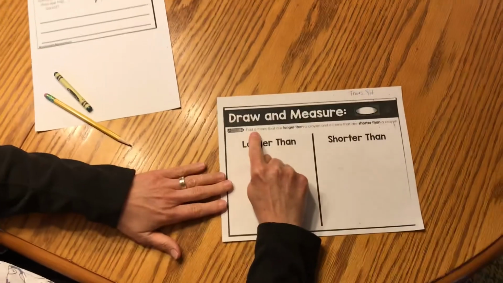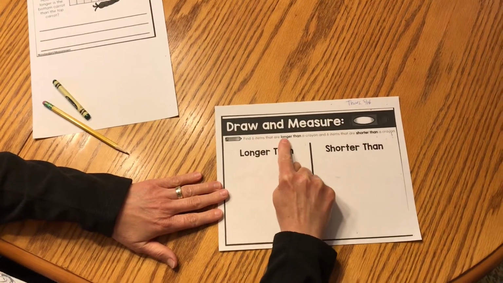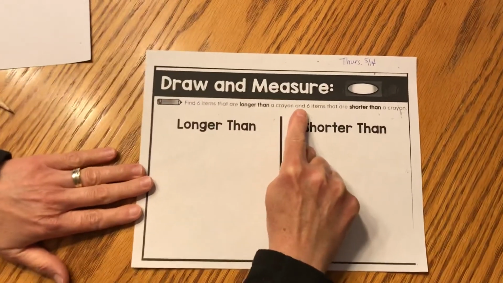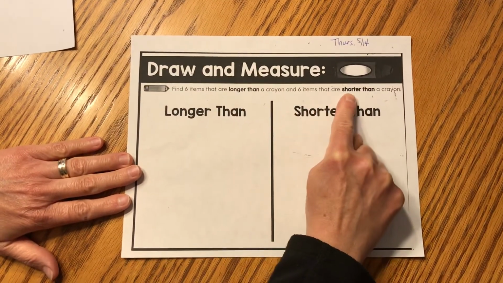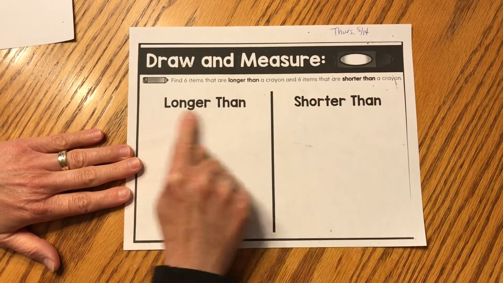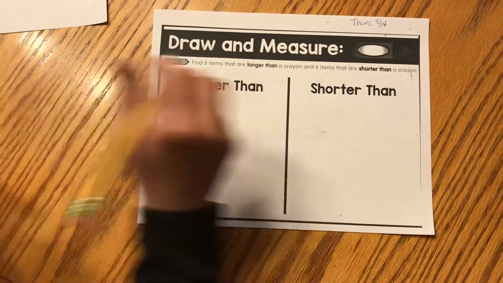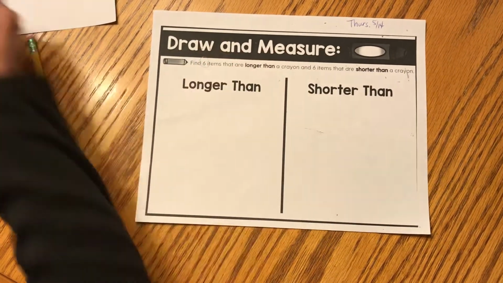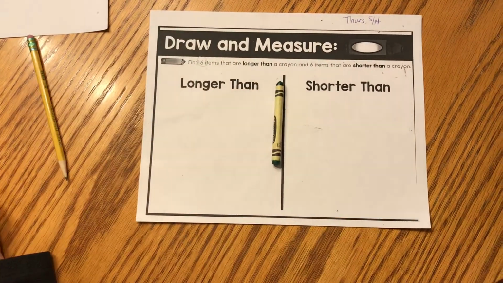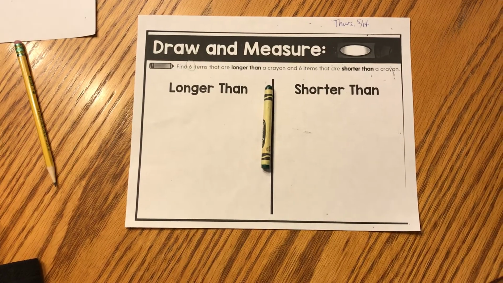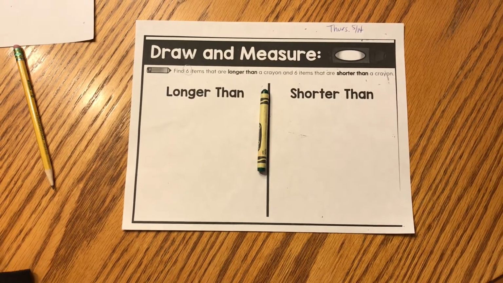All right. We're gonna look at our first paper. Our first paper says, find 6 items that are longer than a crayon and 6 items that are shorter than a crayon. So the longer than ones go over here, the shorter than ones go over here, and we need to find 6 of them. So I have my crayon because I have to compare my objects to the crayon. All right, so here I go.